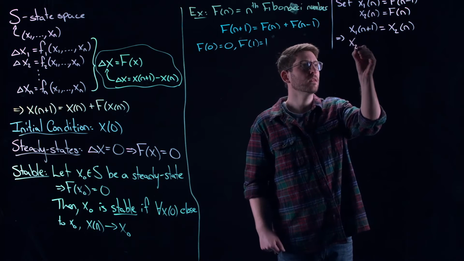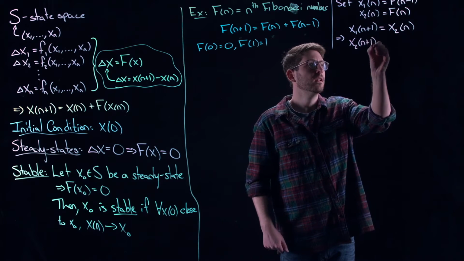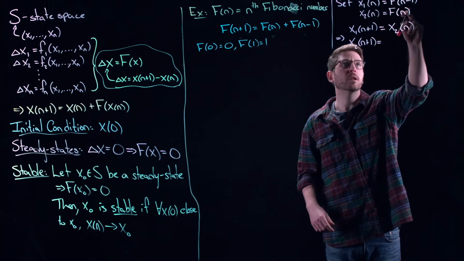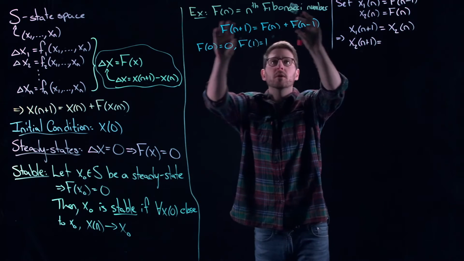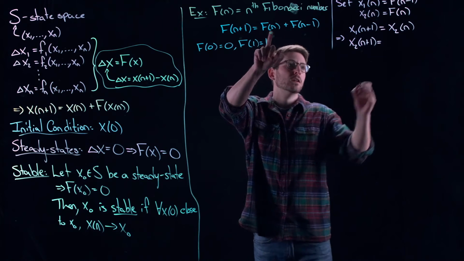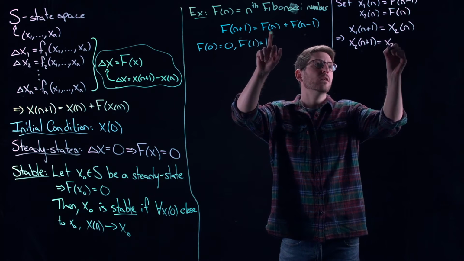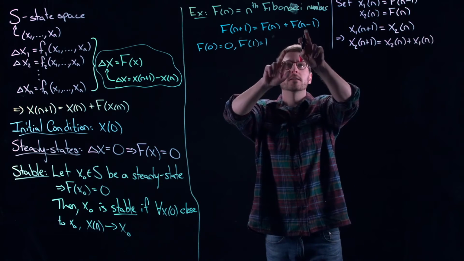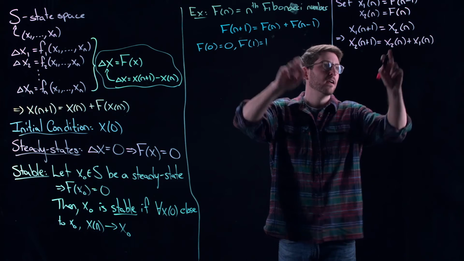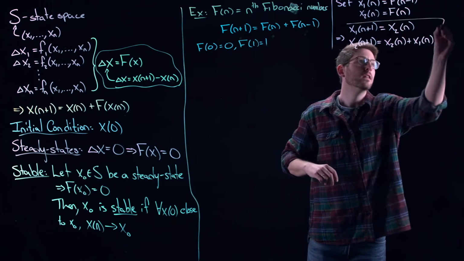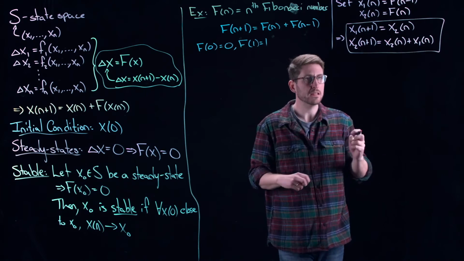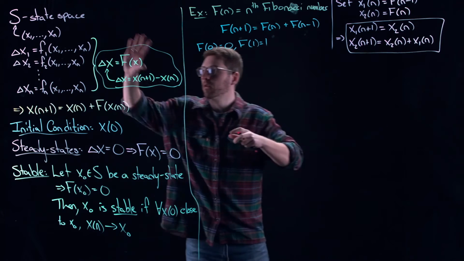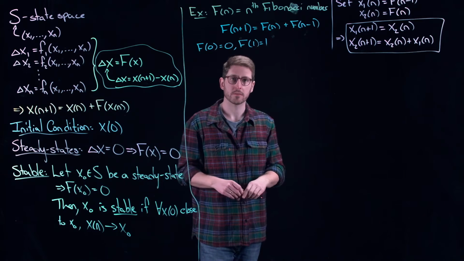Similarly, if I did the next x2 value, that would put an n plus 1 in here. But using the Fibonacci recurrence relation, this would be x2 of n plus x1 of n, right? There's x1 right there, there's x2 right there. So I have a new way of writing the Fibonacci sequence as a discrete dynamical system that conforms to my setup over here.